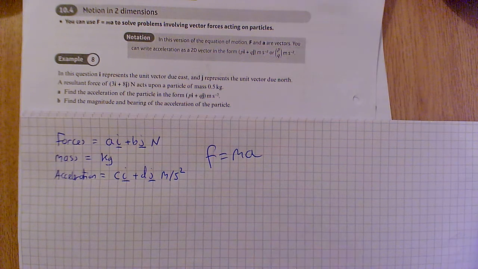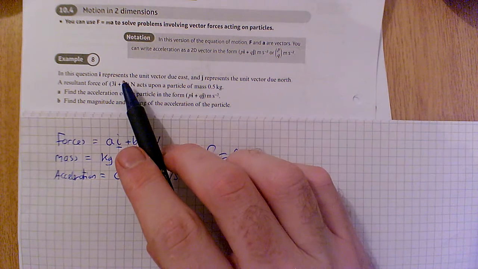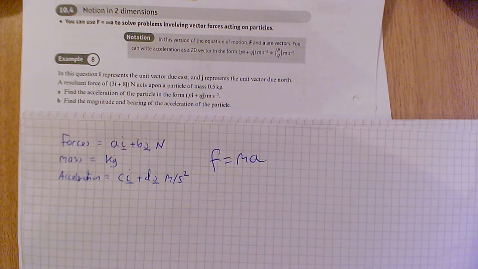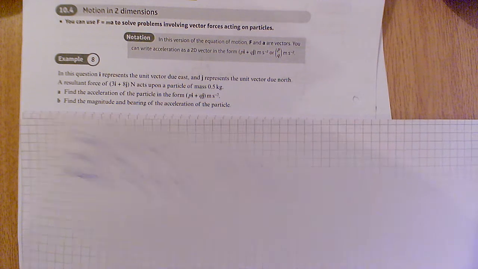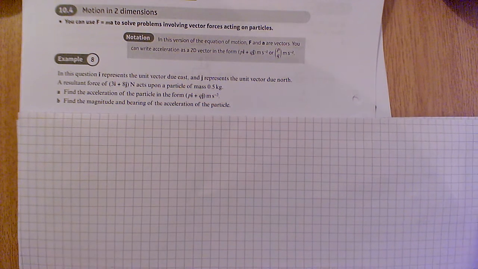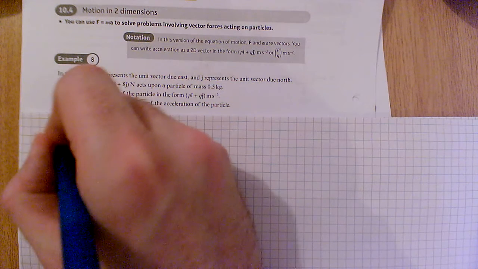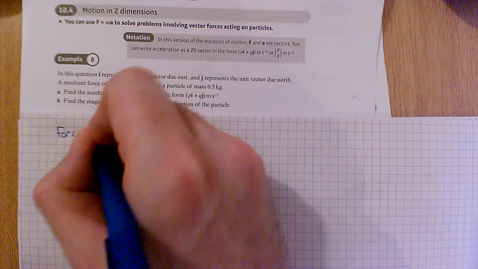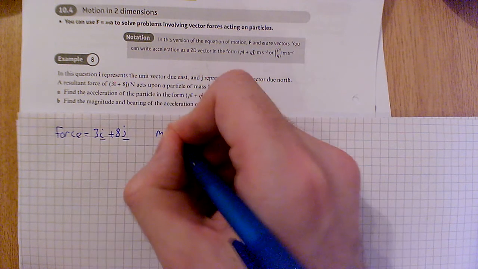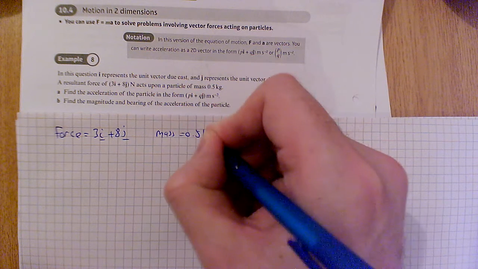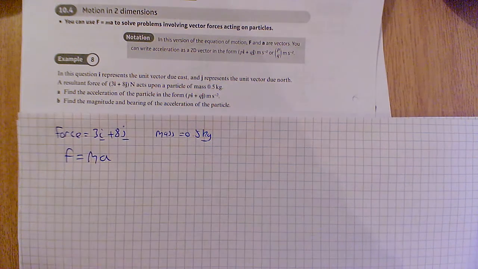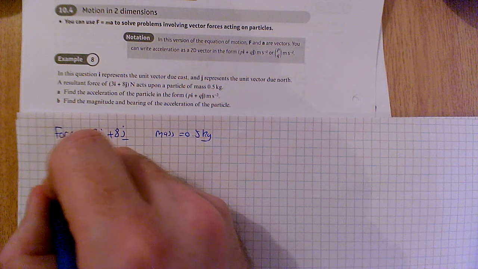So example 8 just starts off by saying that i represents the unit vector due east and j is the one due north. So what we're going to do with that is just write down what the question tells us. So it tells us that the force is 3i plus 8j, and that the mass is 0.5 kilograms. So all we're going to do is F equals ma, and then we're going to substitute in.